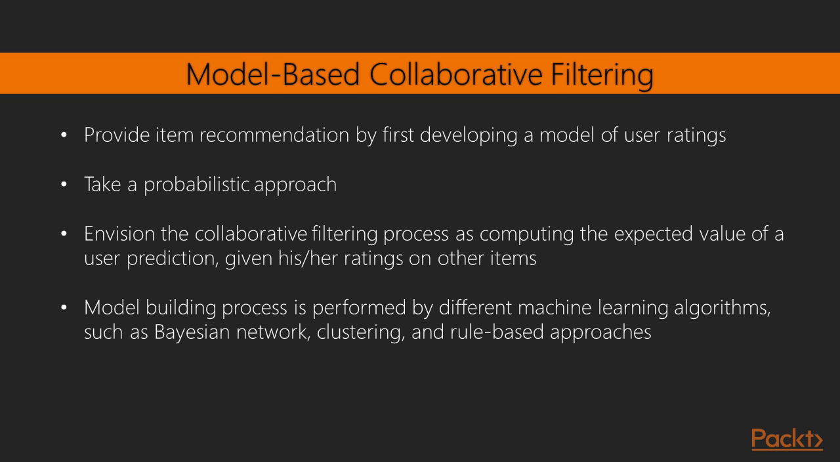Model-based collaborative filtering algorithms provide item recommendation by first developing a model of user ratings. Algorithms in this category take a probabilistic approach and envision the collaborative filtering process as computing the expected value of a user prediction, given her ratings on other items. The model building process is performed by different machine learning algorithms, such as Bayesian network, clustering, and rule-based approaches.